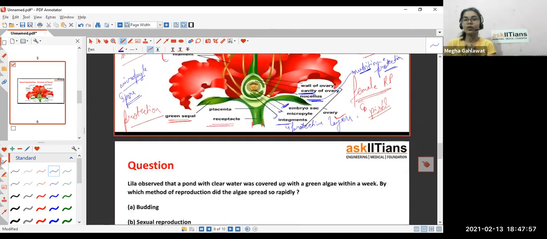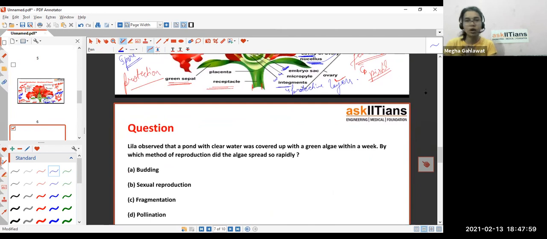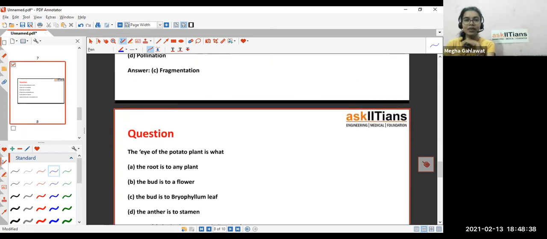Next thing that I have is the questions, just to see how much you have grasped from the concepts that we have just taught in the class. So see, there was this person Leela who was observing a pond with clear water which was covered with algae. What she saw was, since the algae was present in a very small amount at first, it quickly reproduced and covered the entire surface of the pond. How could that have happened? What type of asexual reproduction method did we learn in this class which was related to algae? Yes, you're right. It was fragmentation. Correct answer.